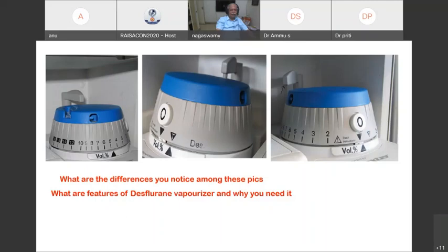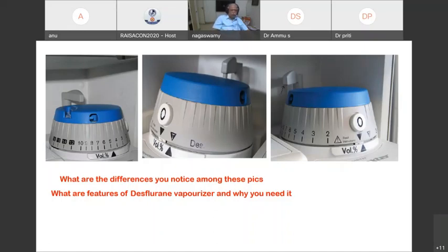What are the features of the Desflurane vaporizer and why do you need a special vaporizer for Desflurane? Because of the low boiling point of desflurane, you need an external supply. Is it the boiling point only, or is some other feature also there? It is the high saturated vapor pressure and low boiling point. So you cannot use the normal flow.